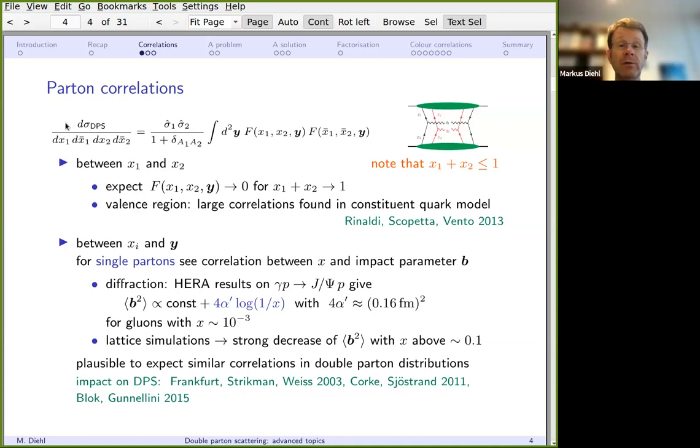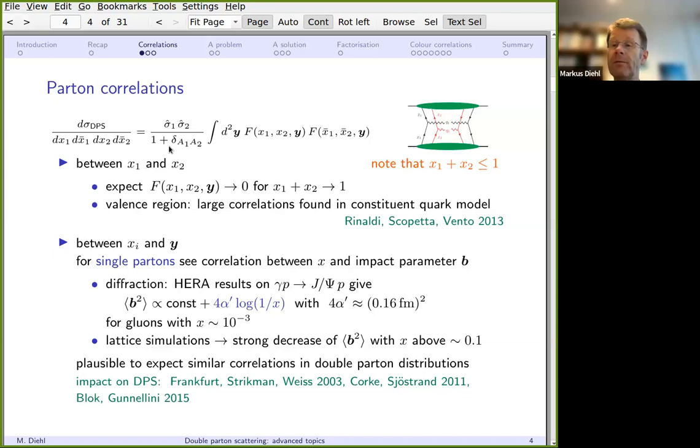There can be correlations in the momentum fraction dependence. Certainly, there must be such a correlation when the sum of the momentum fractions goes to 1, because that's the phase space boundary. The two partons together, of course, cannot take more than the proton momentum as a whole. And even as they approach 1, you expect these distributions to drop very sharply, just as the single parton distributions drop if their x value goes towards 1. But exactly how fast this vanishing is, we don't really know.